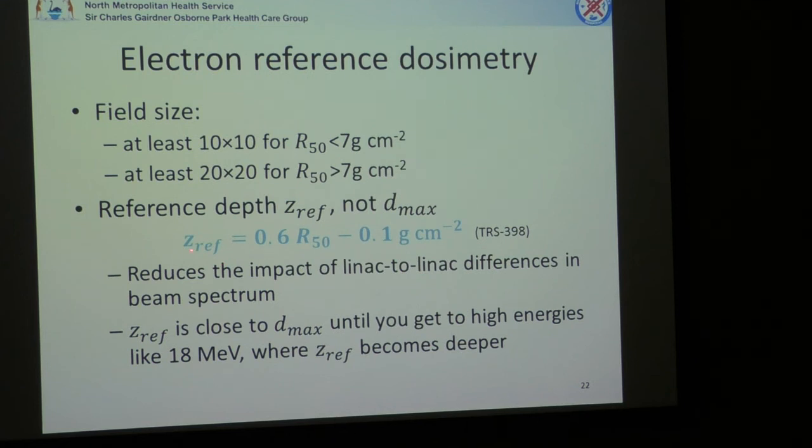So this is where you want to basically place your reference point. That's where you want to measure dose. If you use this and you don't use Dmax, you just get a more reliable result. I won't go into too much detail. It's to do with the Linac to Linac beam spectrum variation. But this ZREF and this Dmax are about the same if you're at low energies. If you get to 18 MV, it's a bit deeper.